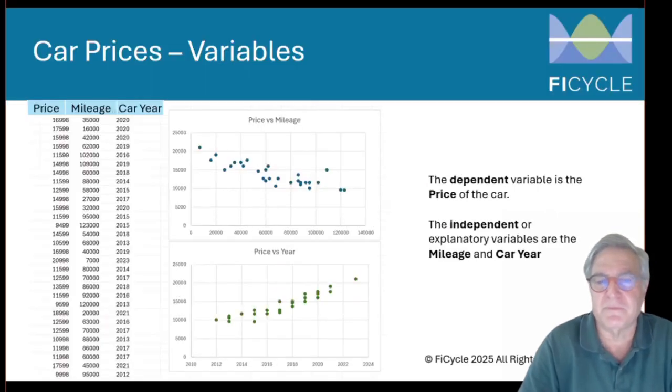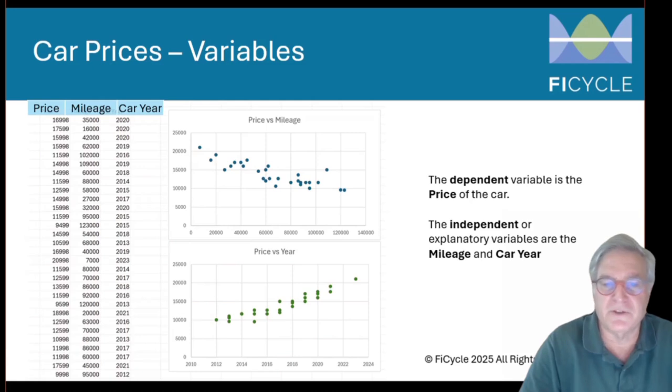So here's the problem. We have prices of some cars with various mileage and car years, and we're trying to predict the price of a car based on its mileage and its year. So the dependent variable is the price of the car, and the independent or explanatory variables are the mileage and the car year.